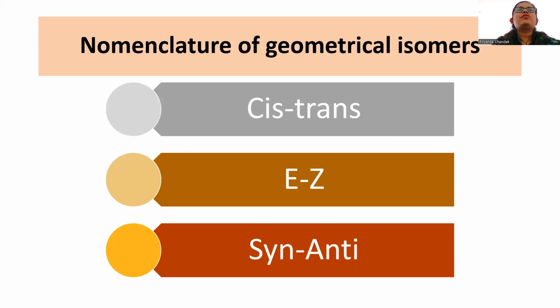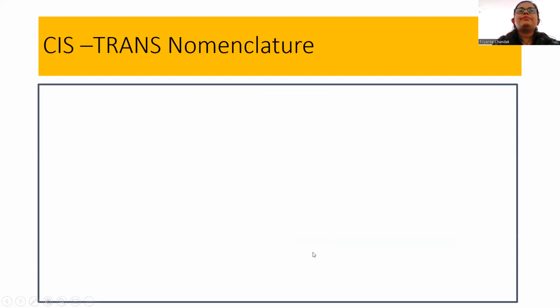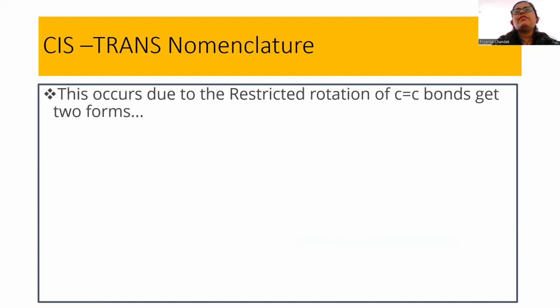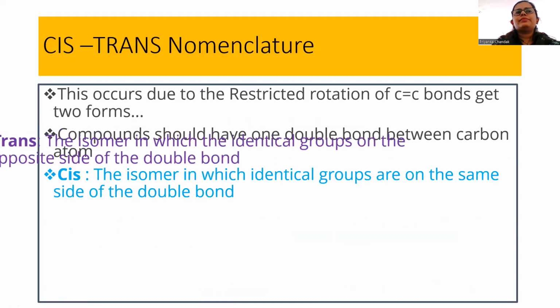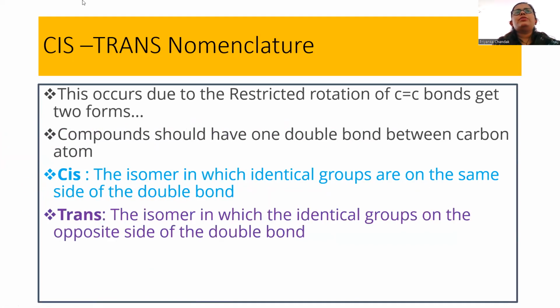Now, there are three types of nomenclature of geometrical isomers: cis-trans, E-Z, and syn-anti. First, cis-trans. Everybody knows what cis-trans is, right? So, first I will read. This occurs due to the restricted rotation of carbon-carbon bonds, and it gets two forms, obviously. If you want two forms, you need cis and trans. This is the main important thing.